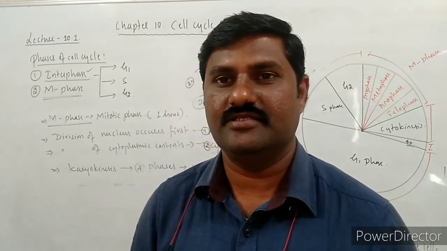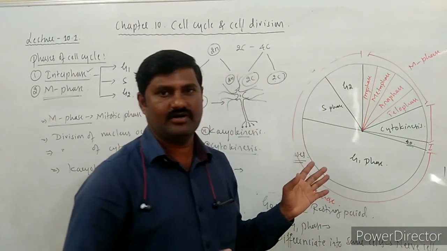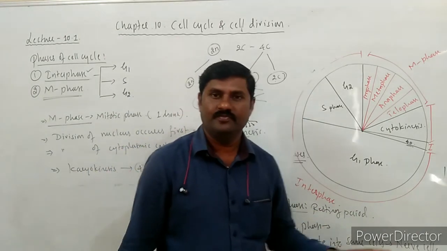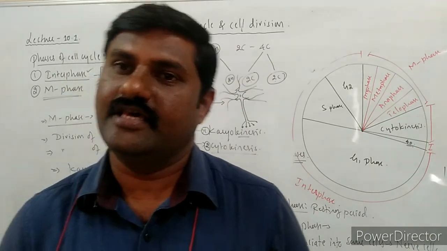This is about the G0 phase. So now we came to know what the cell cycle is and how it occurs. Everything we came to know. Now we are going to study different types of cell division in the next session.